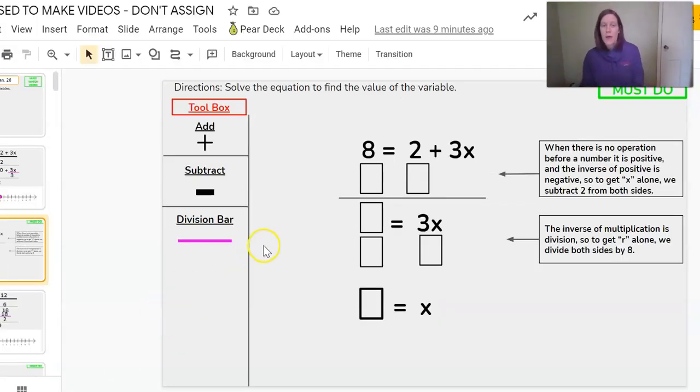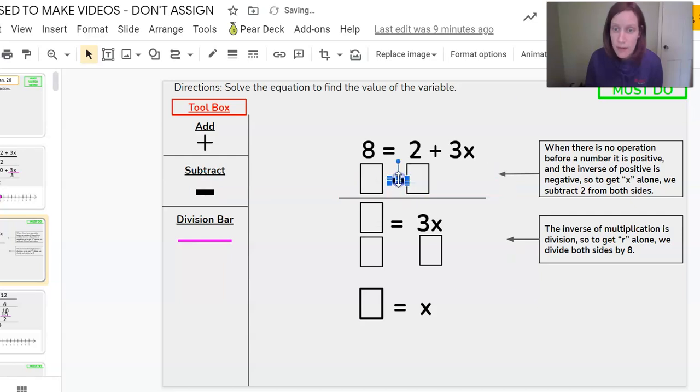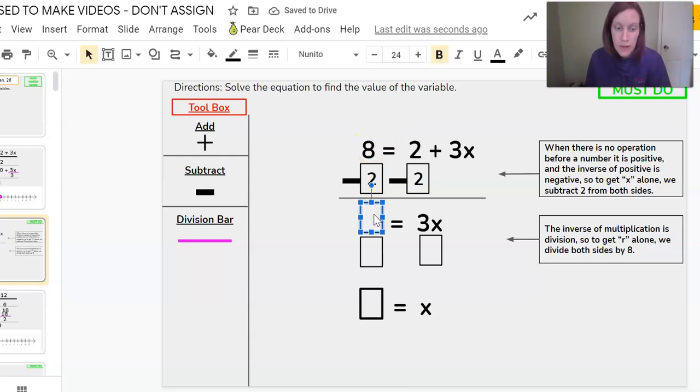So here's the same problem, but how you're going to do it. You're going to use the toolbox again to show your work right here in the problem. So you can see I put directions here. When there's no operation before a number, it means it's positive, and the inverse of positive is negative. So to get this x alone, to get rid of that 2, to get it to 0, we're going to subtract 2 from both sides. So we put our minus 2 right there. And we also do it on the other side of the equation, minus 2. So just like I just showed you, 8 minus 2 is 6.